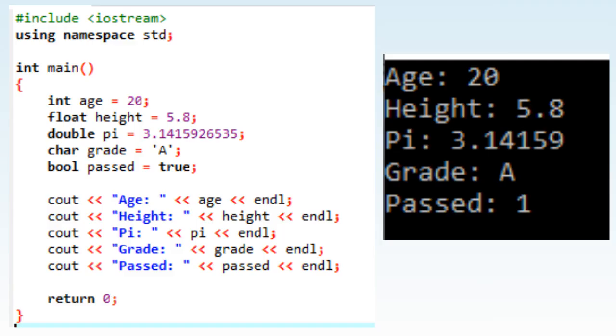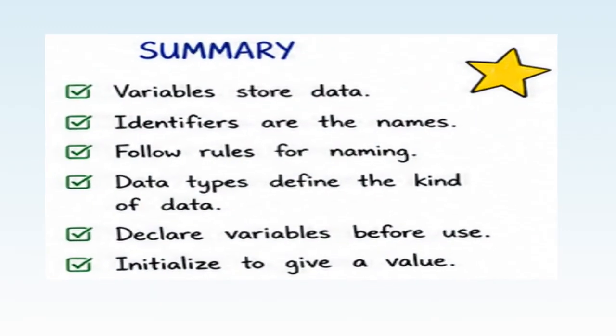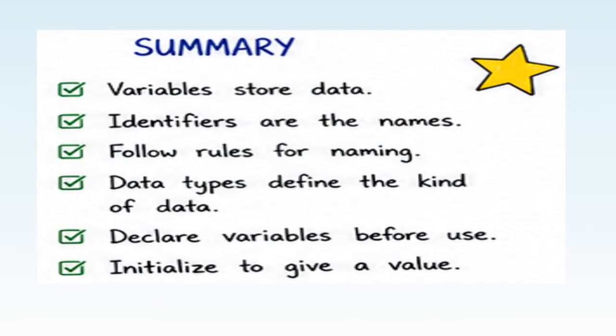Let's review what we've learned. A variable is a named memory location used to store data. An identifier is the name given to a variable or another programming element. Identifiers must follow specific naming rules. They must begin with a letter or an underscore, cannot contain spaces or special characters, cannot use reserved keywords, and they are case sensitive. A data type tells the computer what type of value a variable can store.